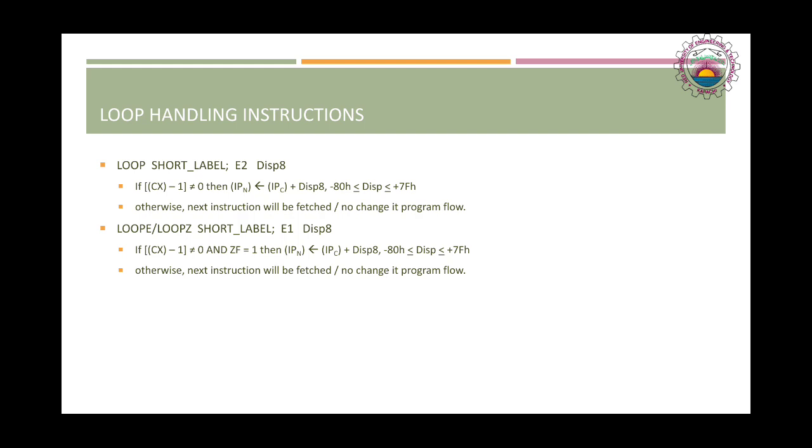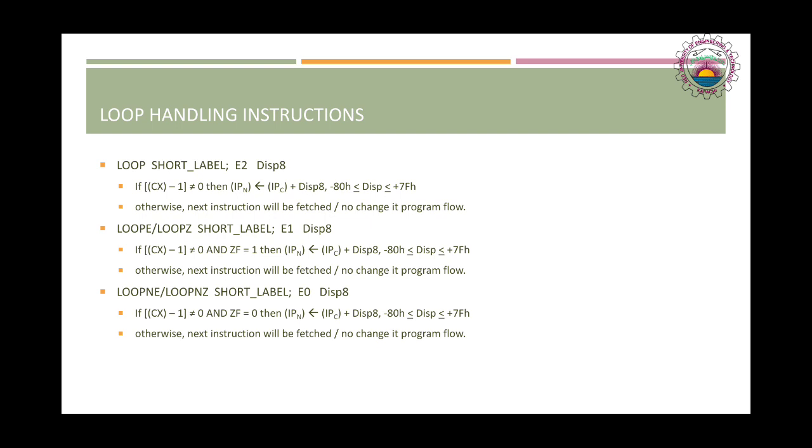The third type of loop instruction is LOOPNE or LOOPNZ. Both are the same. LOOPNE means loop not equal. LOOPNZ means loop not zero. And there will be a short label. The opcode for these instructions is E0, and in the second byte you will be having an 8-bit displacement. So here you are having two conditions. The first condition is the same, that CX minus 1 must be not equal to 0, and the second condition is that the zero flag should be having logic 0. If both of these conditions are satisfied, then the current value of IP will be added with the 8-bit displacement, and you will be having a new value for IP.